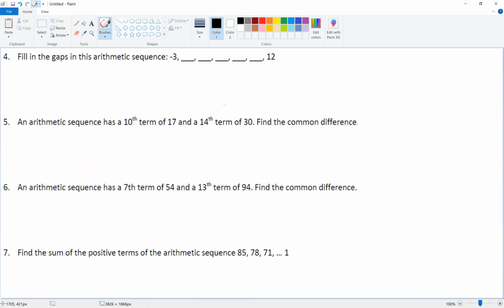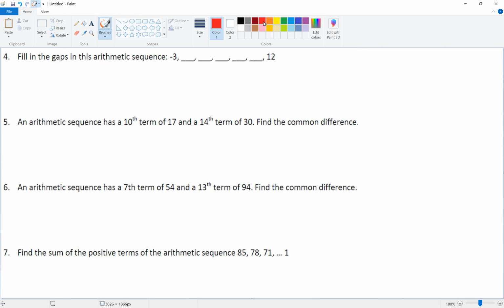Anika, fill up these gaps of this arithmetic sequence. So the next one would be negative 0.5, and then the next one would be 2, and then the next one would be 4.5, and then 7, and then 9.5. How did you find it? So first, I found out the difference. How do you find the difference? So first I found the total difference between 12 and -3, which would be 15.